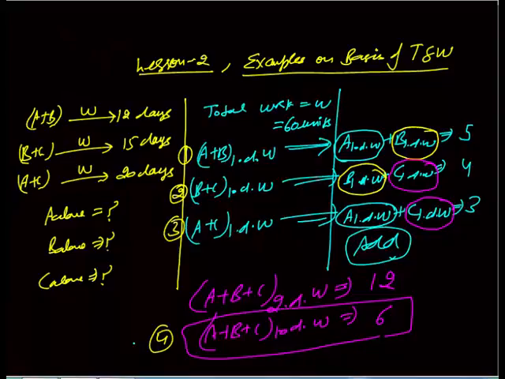Now first calculate A alone. A alone will do the work in how many days? You can see that A plus B plus C in one day, all three of them are doing 6 units of work. From the second equation you can see that B and C are doing 4 units of work. All three are doing 6, out of which B and C are doing 4. So by common sense, A is doing 2 units of work in one day. To do 60, A will take 30 days.